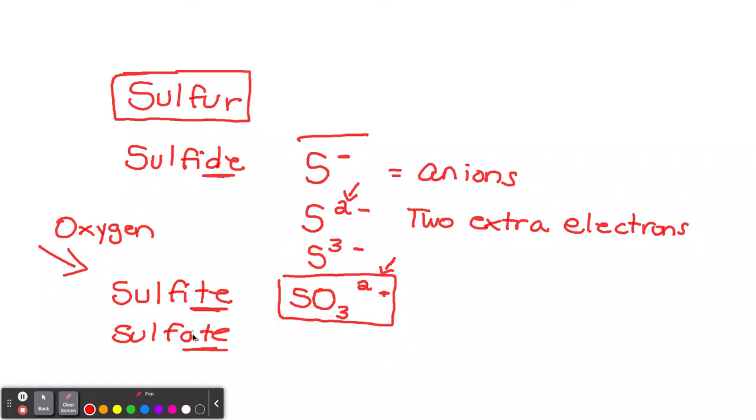So the difference between ite and ate, because we know that ite and ate mean that there's oxygen present: sulfate has more oxygen, right? That's one way to look at it. It has a higher concentration of oxygen. With sulfate you'll have SO4, and that superscript can tell you how many extra electrons it has. So again, with ite and ate, you're dealing with oxygen, and ate has more oxygen. There's more oxygen concentration than in sulfite.